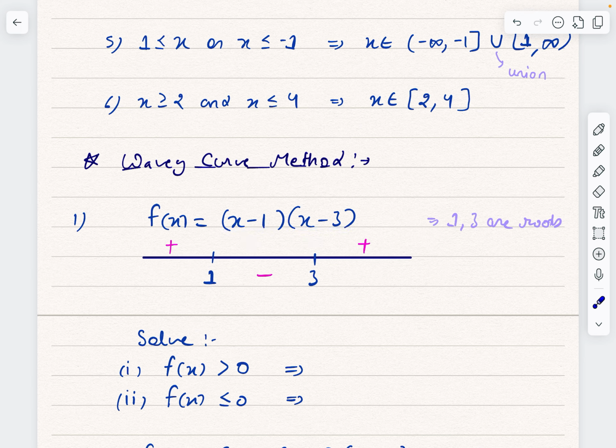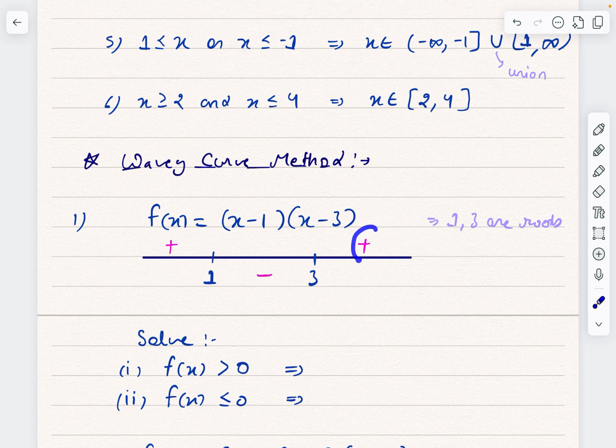Next, take some number less than 1, let us say 0. Put it here, you get negative, negative, and you multiply, you get positive. So before 1 it is positive. So what do you get? Positive, negative, positive. Now, in this problem we have checked, but next time you don't need to check. After you plot the roots on the number line, start from the right side.